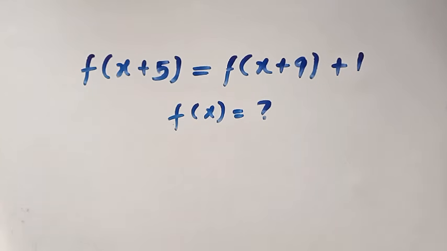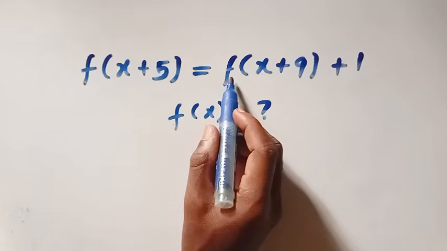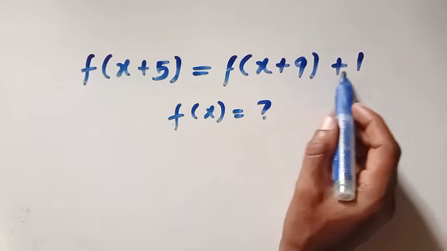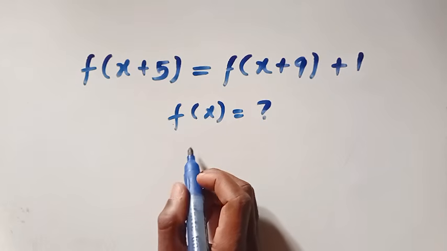How to solve these nice, interesting functional equations. And before I try it, how do you solve it? So let's see the answer in the comment box. We are given f of x plus 5 equals f of x plus 9 plus 1. And what is f of x?